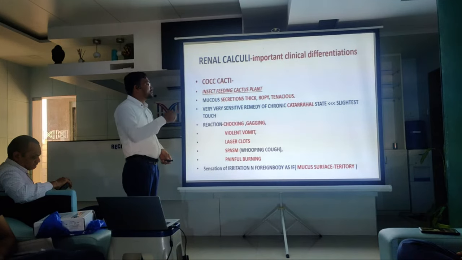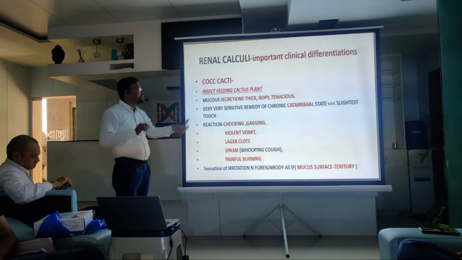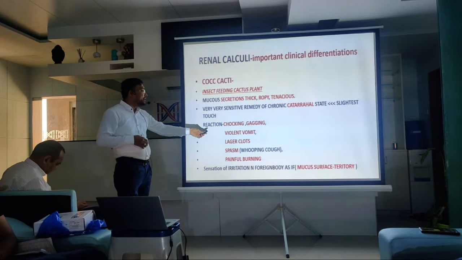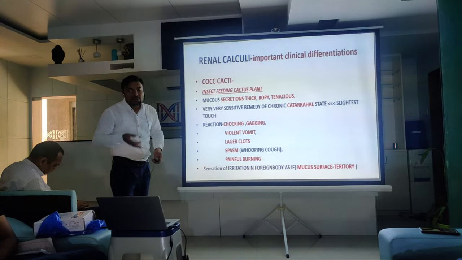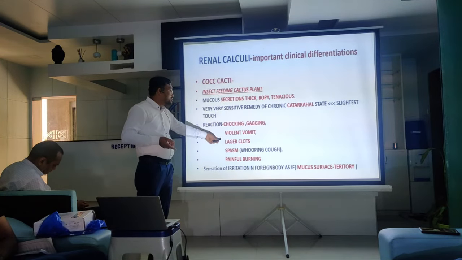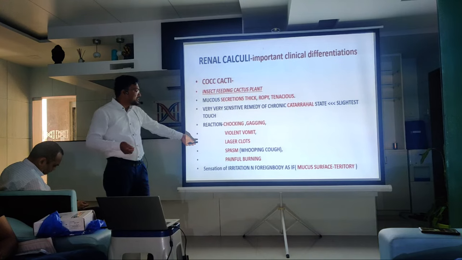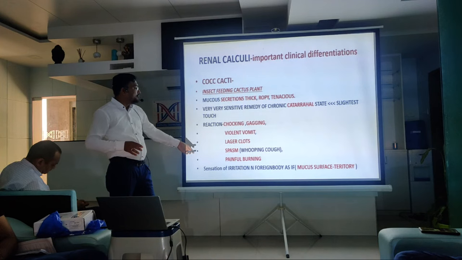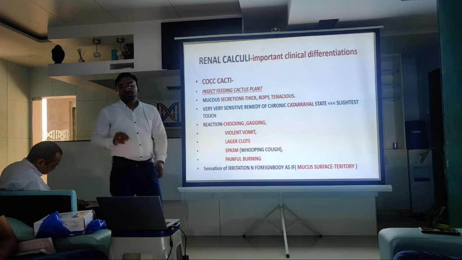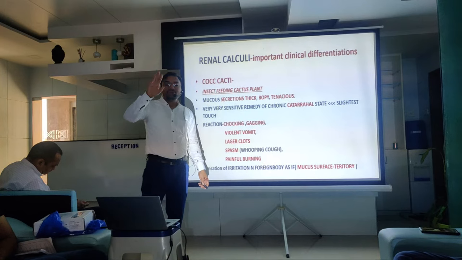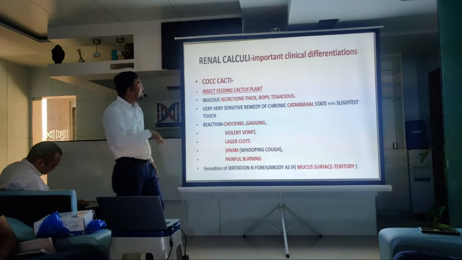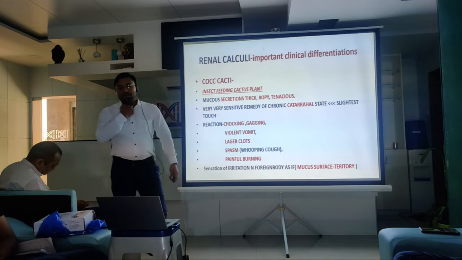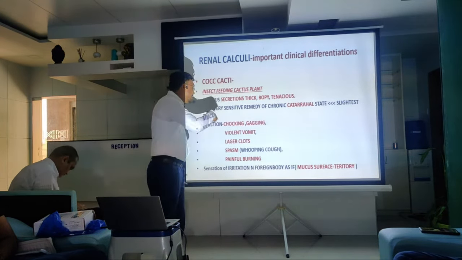Aggravated by the slightest touch. So the mucosa is very sensitive for this kind of patient, and the reaction comes as choking and gagging with pain, just gag, right? Violent vomiting, large clots, we have rubrics. I will also make a slide of it. Large clots, spasm, whooping cough, painful burning, as a reaction. So this small reaction, you have to look into the acute case for prescription of Coccus cacti: sensation of irritation, as if a foreign body. Something is lost in my territory.